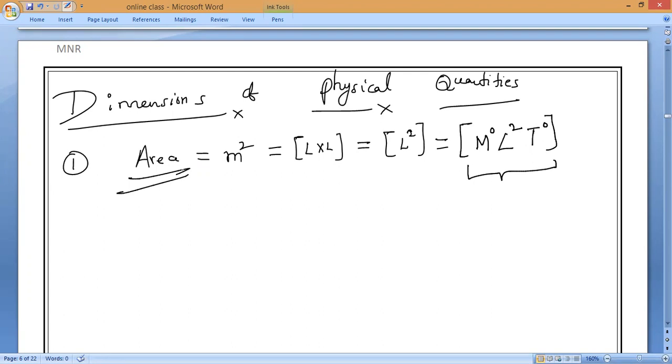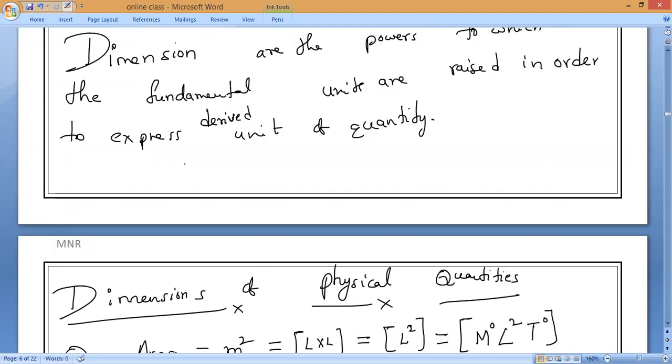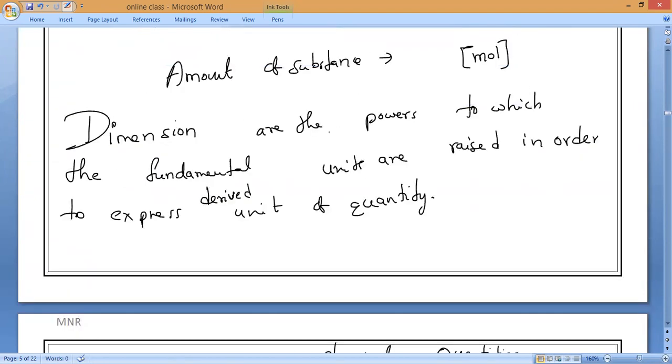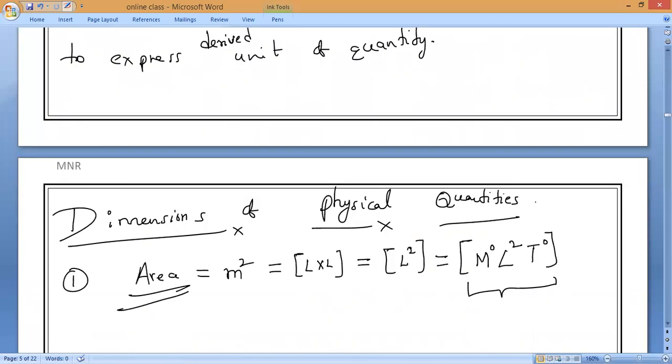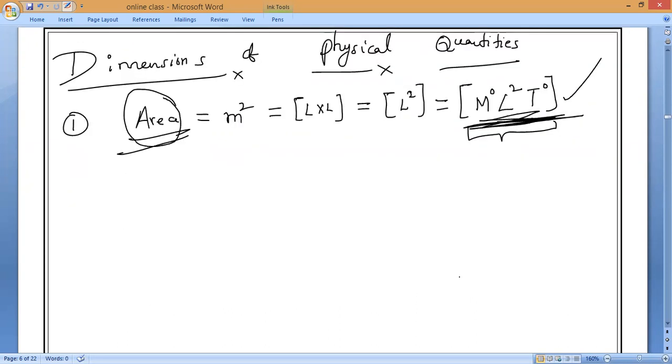Area. Now you go back to the definition and read. Dimensions are the powers to which the fundamental units are raised. Have you noticed the powers? What is the power of M here? 0. Power of L? 2. Power of time 0. So this is the dimension representing the derived physical quantity by using the fundamental physical quantities. Who are the fundamental physical quantities here? Mass, length, next what? Time. Understand, Mr. Rudreswar now?